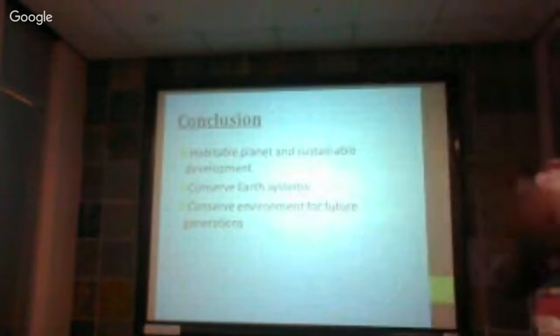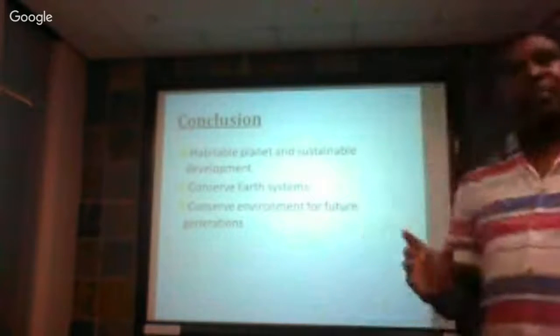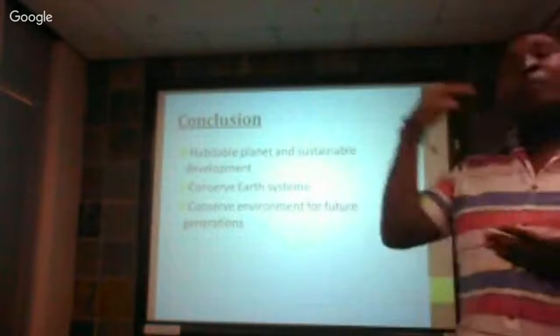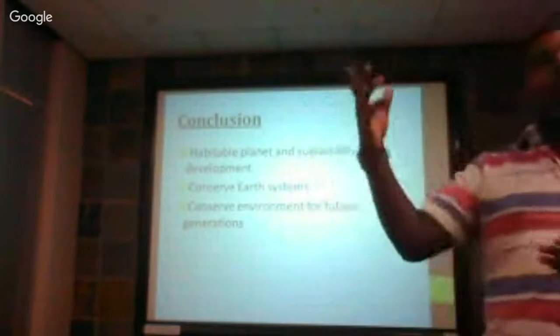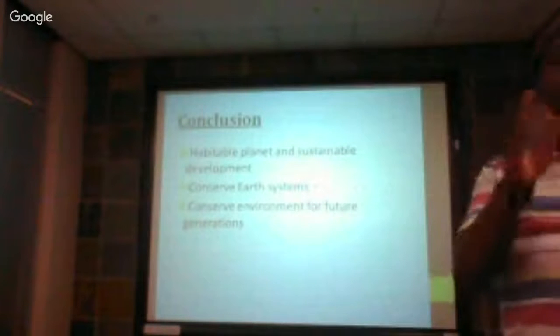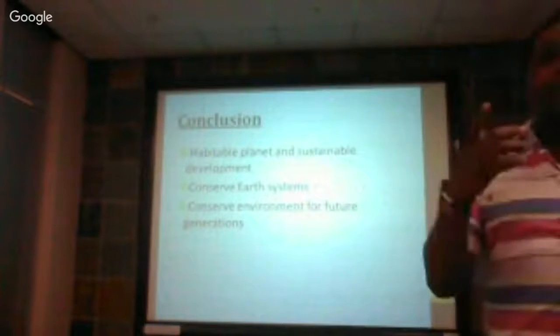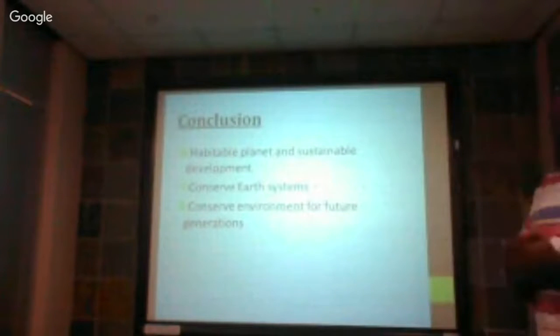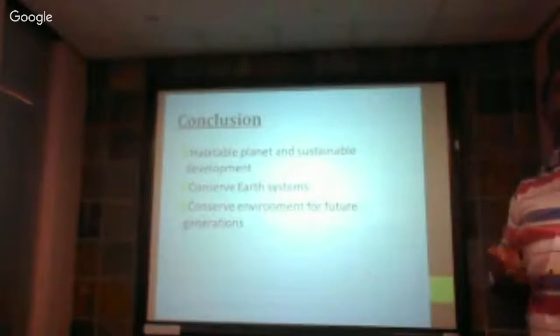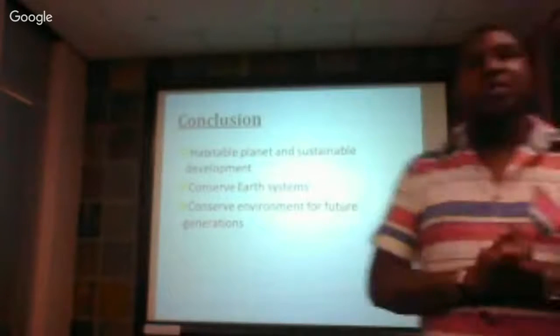Then number two, it is important for us to conserve the Earth system. We have to reduce emission of carbon dioxide into the atmosphere, as carbon dioxide is one of the things that is triggering or accelerating climate change. And lastly, let's conserve our environment for the future generation, for our kids. Thank you.